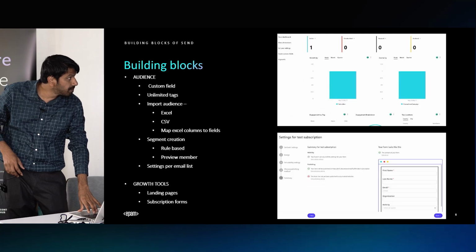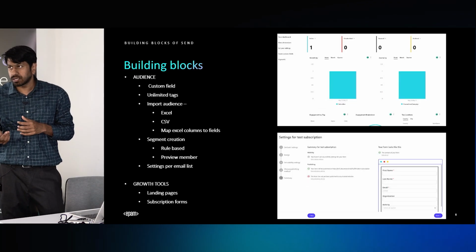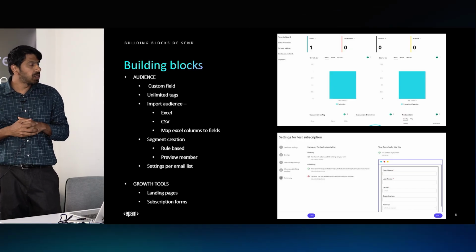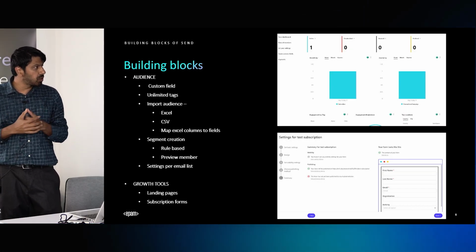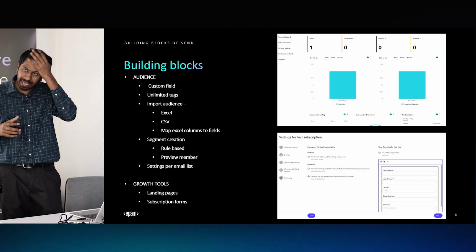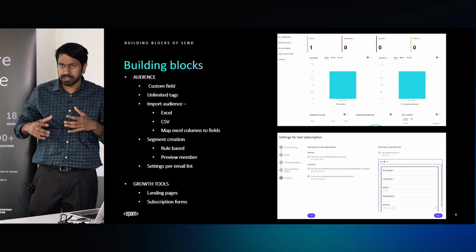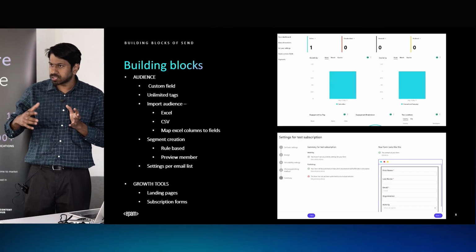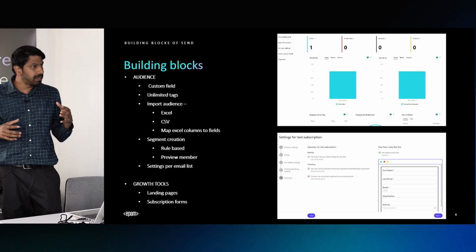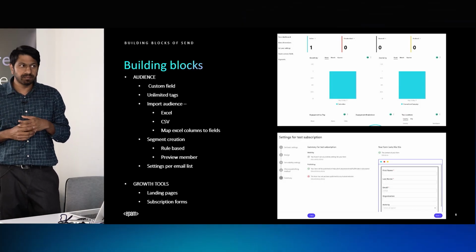Okay. Next important thing is audience. So whom we are targeting our campaigns, right? So Sitecore Send allows you to define a custom set of fields. So you can go ahead and define all your custom fields or details that you want to save against a particular customer. And the other feature that comes in really handy is tags.